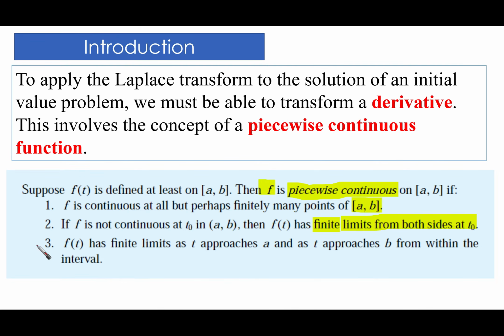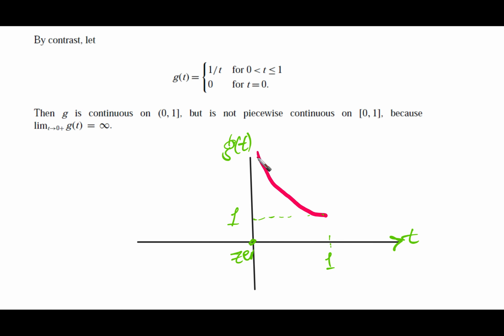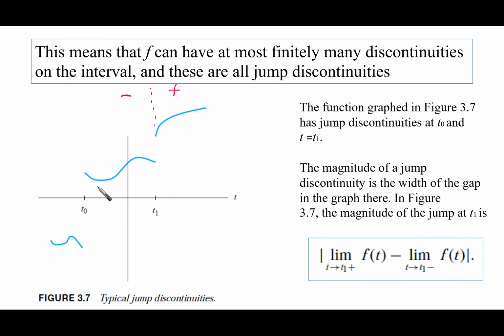Yes, because condition number 3 is not fulfilled, which is that f of t has finite limits as t approaches a. Our a in our example was 0, right? And as t approaches b from within the interval, in our case when it approaches 0, it doesn't have finite limits. It was infinity in our case.